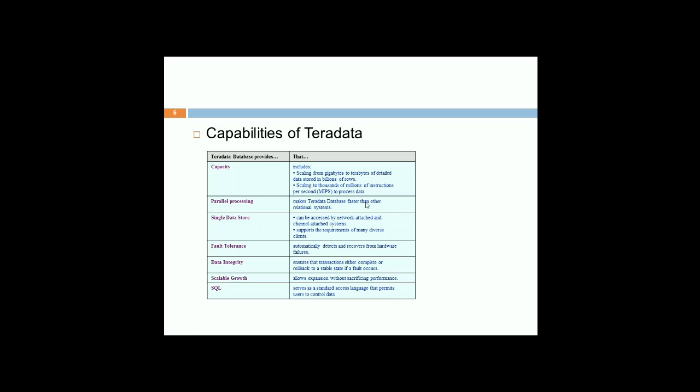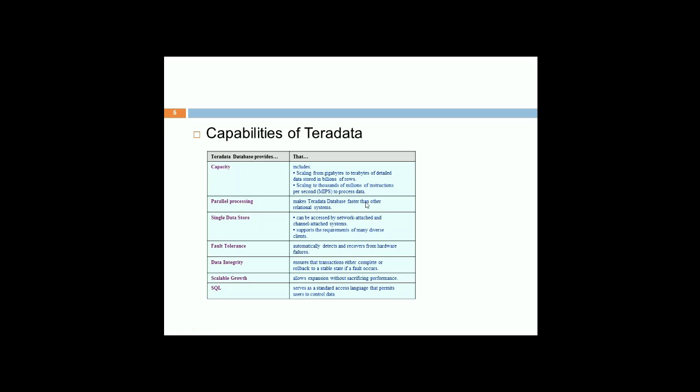So the next one is around fault tolerance. It automatically detects and recovers from hardware failure. You would have heard terms like RAID or database mirroring, to have a backup of the data that you have on your database. In a similar way, we have an automatic fault tolerance capability in Teradata, which we call fallback protection. While you create a table, you can specify whether you want fallback protection or not. And once you specify it, the fallback protection is applied automatically.